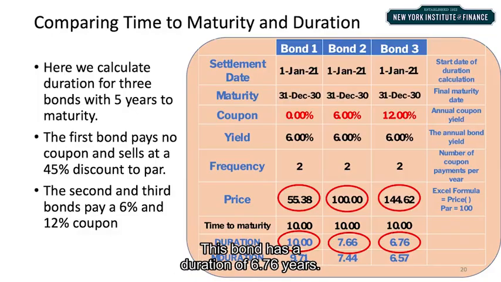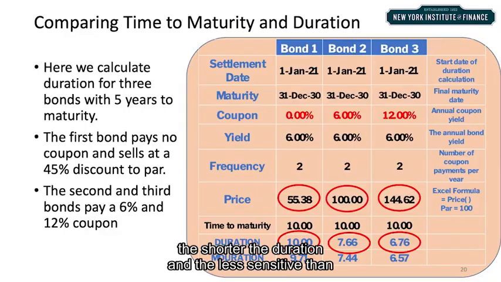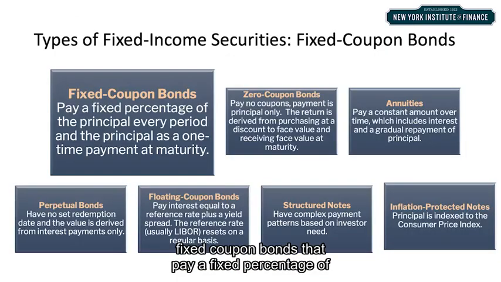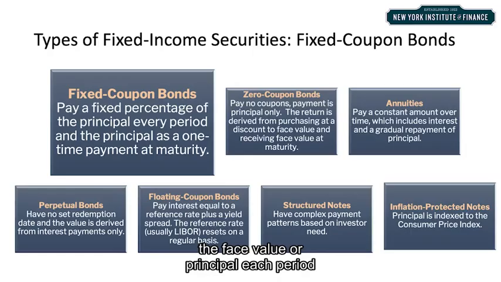This bond has a duration of 6.76 years, so overall, the higher the coupon on the bond, the shorter the duration, and the less sensitive the bond's price is to changes in interest rates. We've already looked at fixed coupon bonds that pay a fixed percentage of the face value or principal each period and then make a one-time payment at maturity.